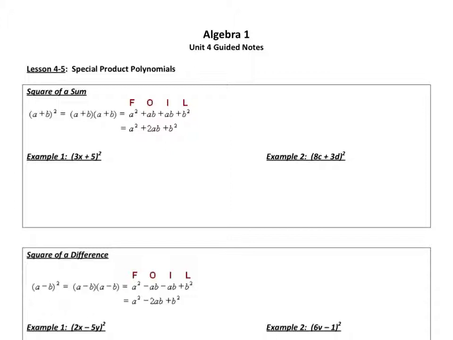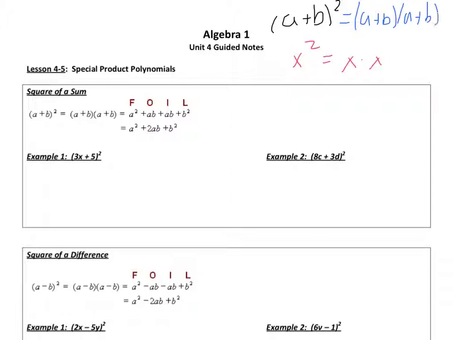Now, if you have a binomial being squared, then we have to understand that if I had just a monomial being squared, it means x times x. We have to carry that over to a binomial, because a plus b quantity squared means a plus b times a plus b. So we are basically foiling, but they're going to be exactly the same two binomials being foiled.